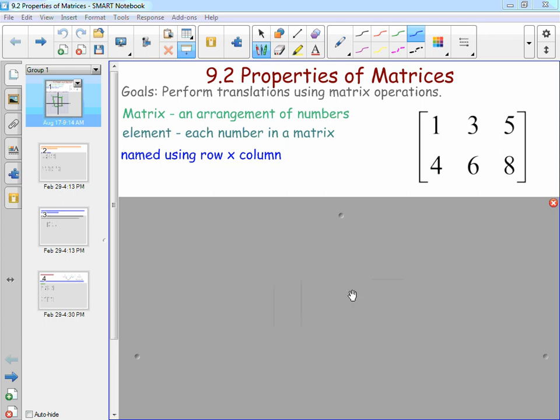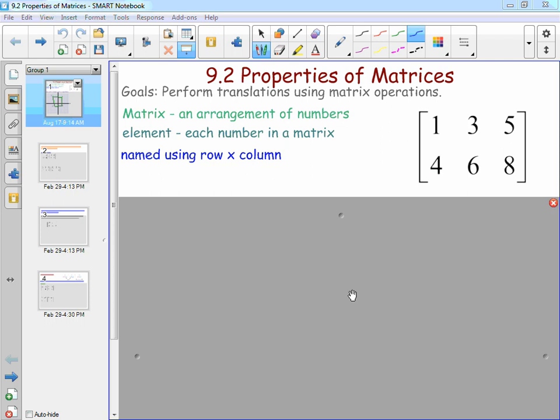Today we are going to discuss section 9.2, properties of matrices. Our goal today is to perform translations using matrix operations. So a matrix is an arrangement of numbers. As we can see, there's an example on the right. An element is what we call each number in a matrix.